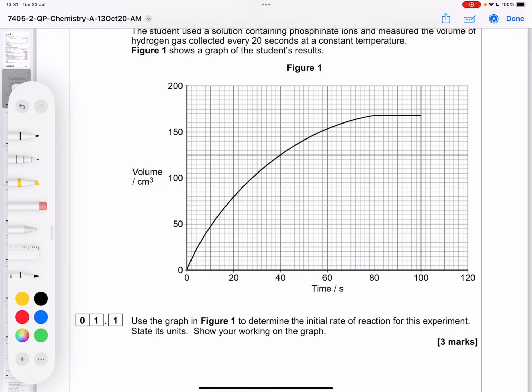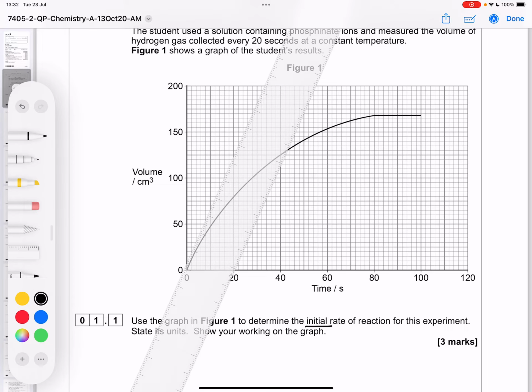Use the graph in Figure 1 to determine the initial rate, which is the rate at time equals 0, for this experiment. State its units and show your working on the graph. So the initial rate is the rate at time equals 0, and this is volume against time. So it's essentially a concentration time graph. And so rate is the gradient at a particular time. So at time equals 0.